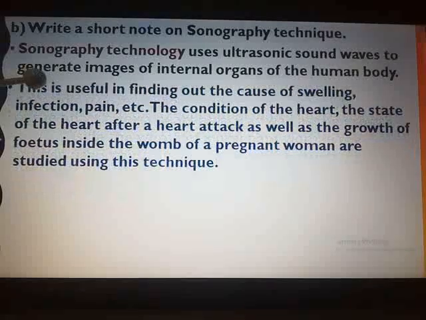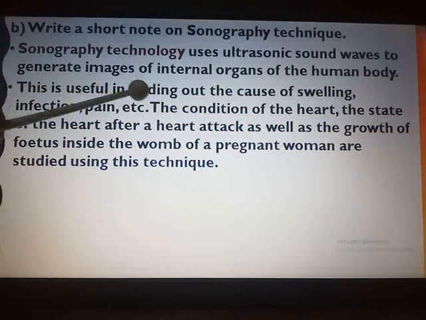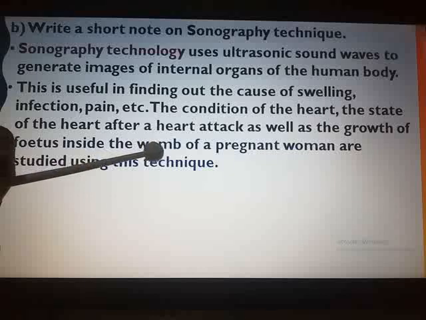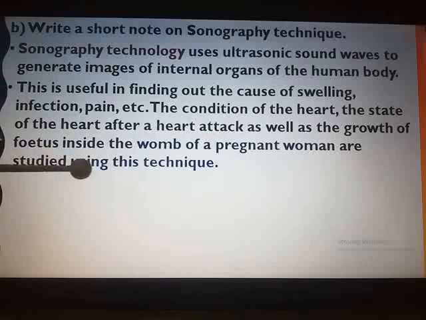Next point, continue marking. This is useful in finding out the cause of swelling, infection, pain, etc. The condition of the heart, the state of the heart after a heart attack, as well as the growth of the fetus inside the womb of a pregnant woman are studied using this technique.